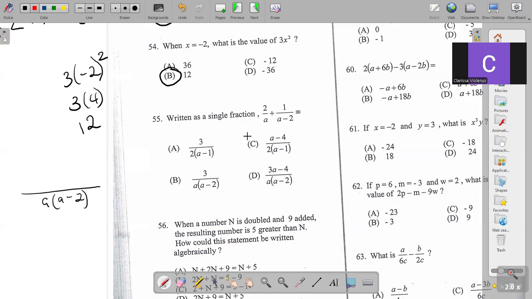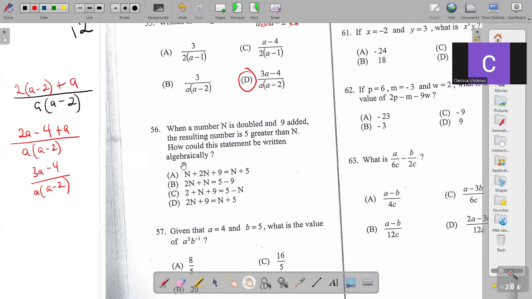So what do I do? I have to multiply this by A minus 2, multiply this by A minus 2. So the top is going to be 2 times A minus 2. And plus, how do I change A minus 2 to A minus 2? You multiply by A. So that's going to be plus A. So then you work out your top. 2A minus 4 plus A over A minus 2. So that would give me 3A minus 4 over A minus 2. So which one is that? That's D.